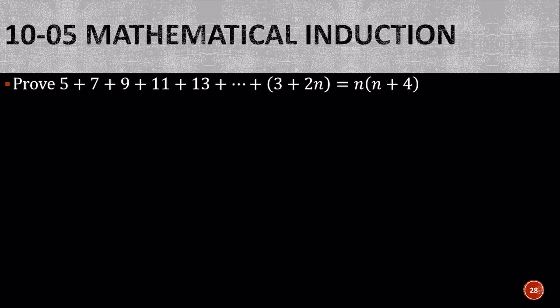5 plus 7 plus 9 plus 11 plus 13 plus and so on, plus 3 plus 2n, equals n times n plus 4. All right, so let's break this down. The 5 plus 7 plus 9, those are all the terms. So that is the formula for the term an. And when I add it all together, we get this n times n plus 4. So that is the formula for Sn.